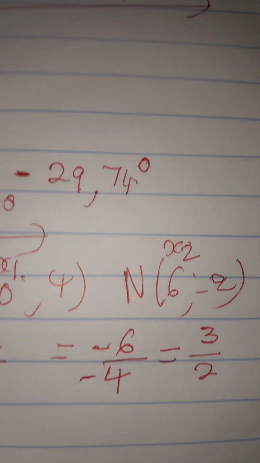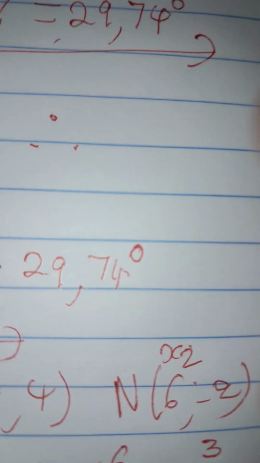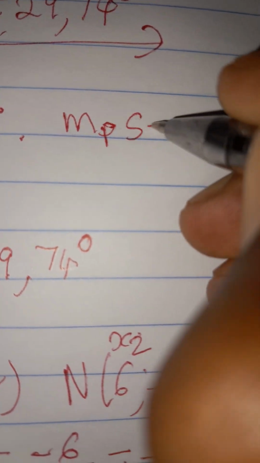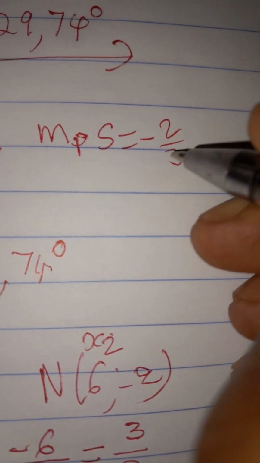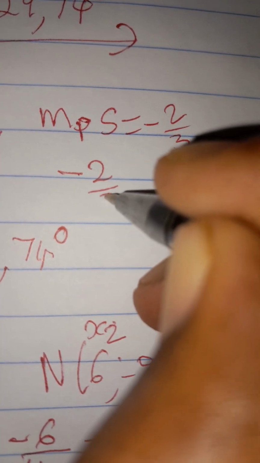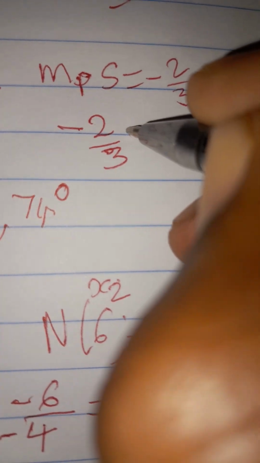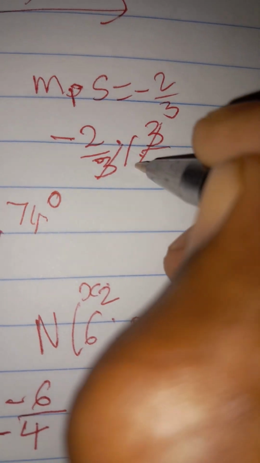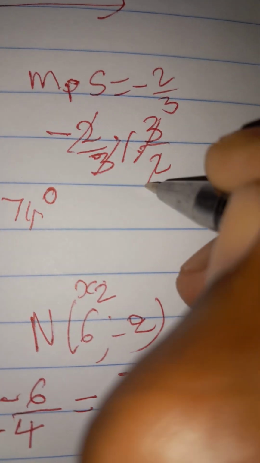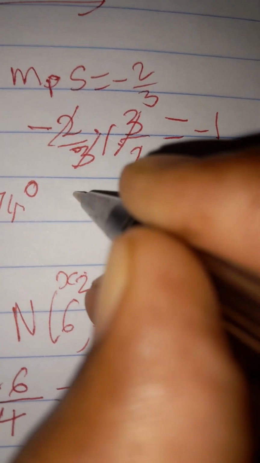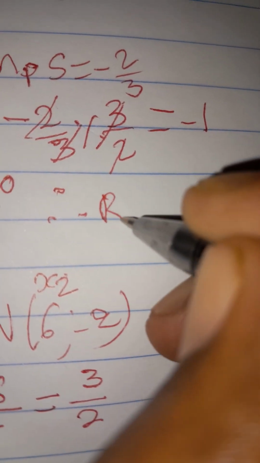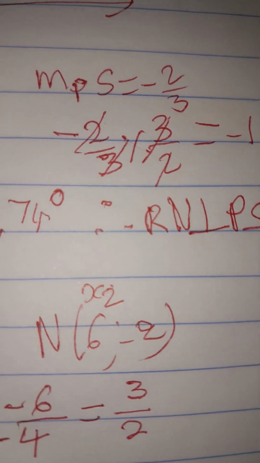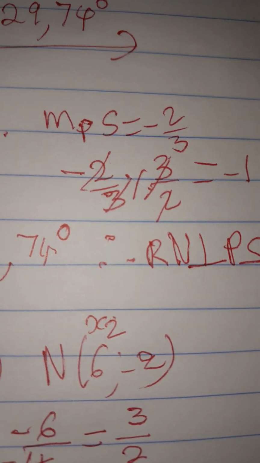So this is the gradient of RN. To prove, remember that the gradient of PS we were given as negative 2 over 3. So we say negative 2 divided by 3 times 3 all over 2. This and this cancel, and this and this cancel. So we will be left with negative 1. Therefore, we could say RN is perpendicular to PS, right? So that's how you can calculate 1.4.